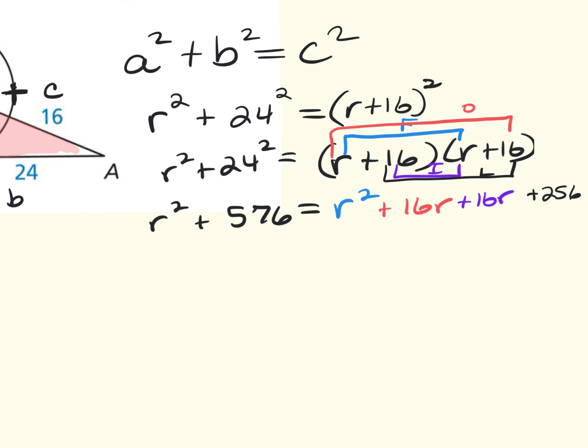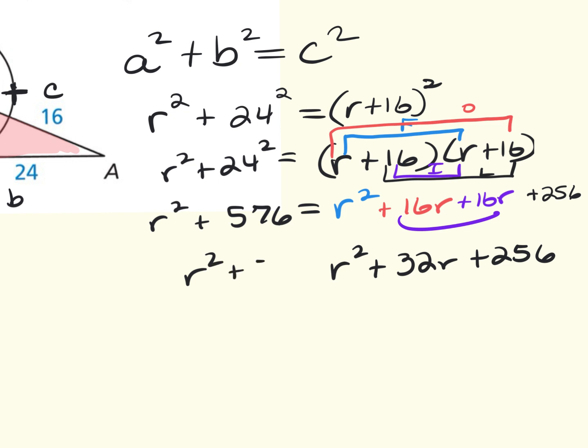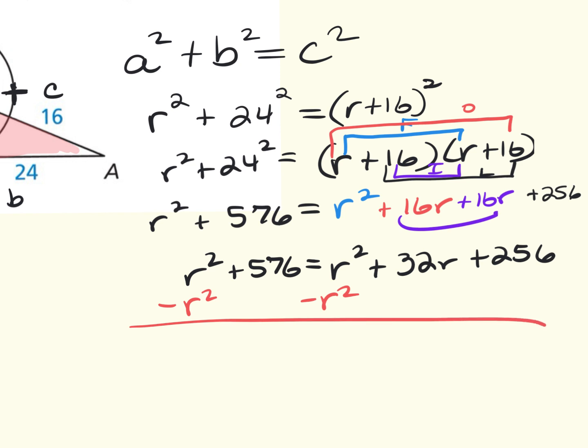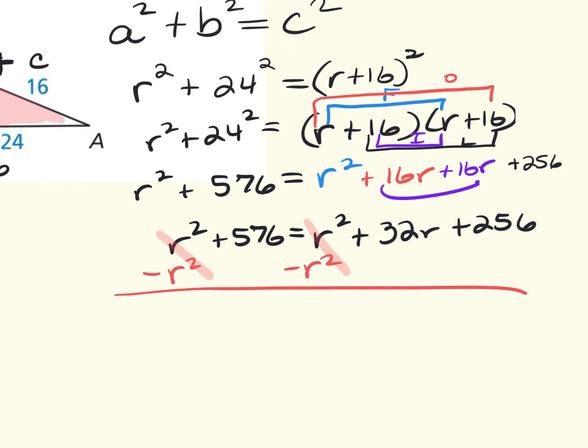Now I need to combine my like terms. So I'm going to go ahead and combine the 16 R's here. So now this side becomes R squared plus 32R plus 256. This side is staying the same for right now. And now I need to get my like terms together. I'm going to work on getting the R squareds together by subtracting it. But notice when I subtract it from the left side, I'm also subtracting it from the right, and it cancels both of them out. So now I'm just left with 576 is equal to 32R plus 256.